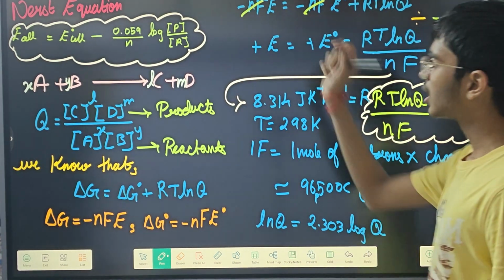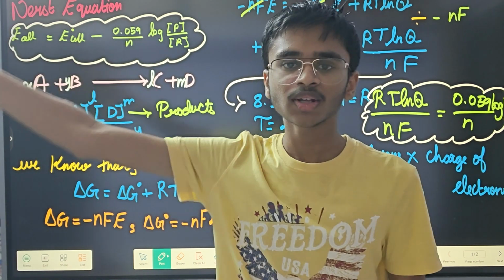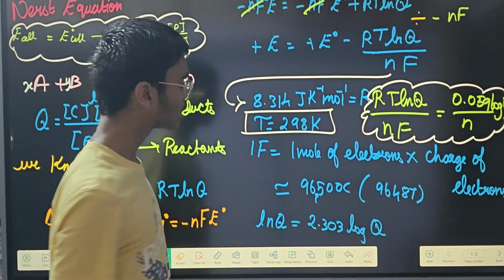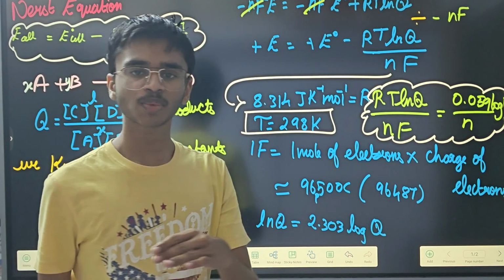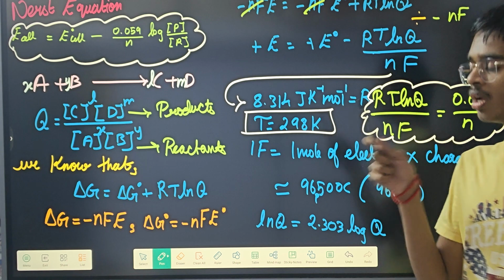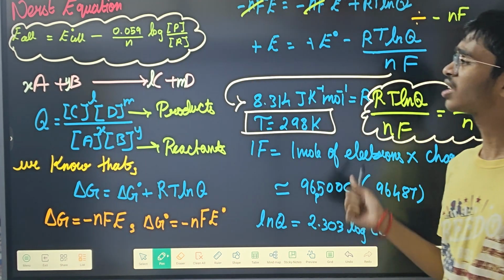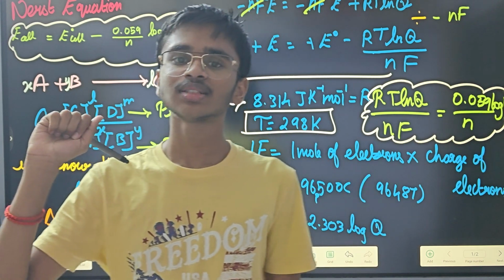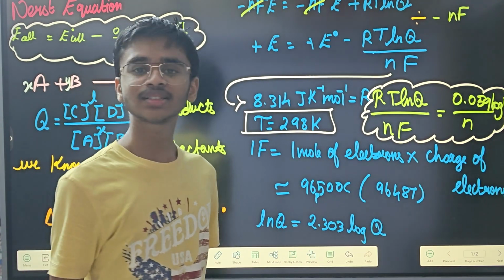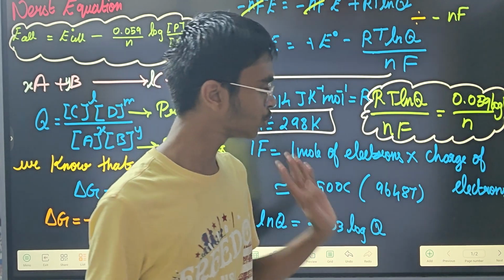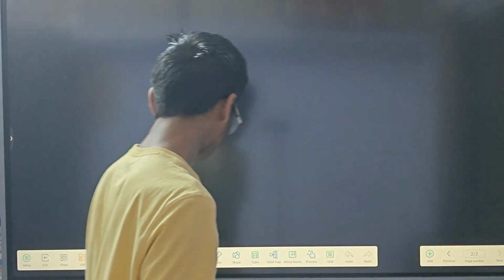Note that the Nernst equation is applicable one and only at constant temperature. With different temperatures, we cannot use the Nernst equation; there is another equation that I'll tell you. At standard conditions, standard pressure, standard temperature, standard molarity and concentrations, only at standard conditions are you allowed to use this equation. So after this, we have completed one page.